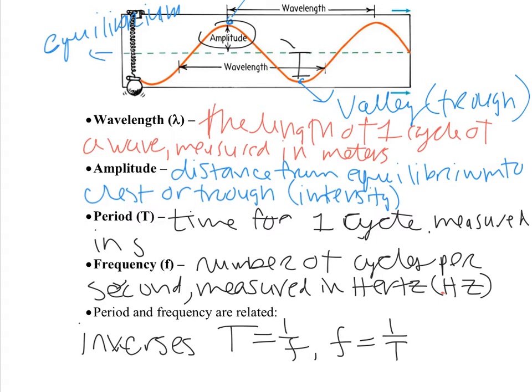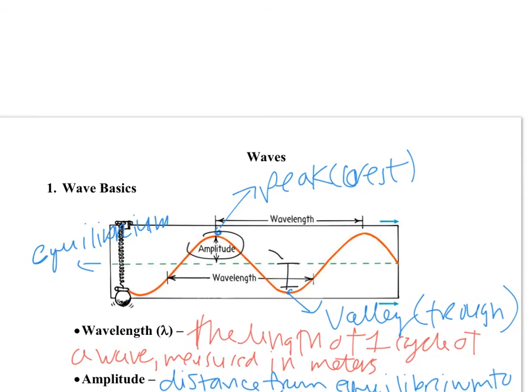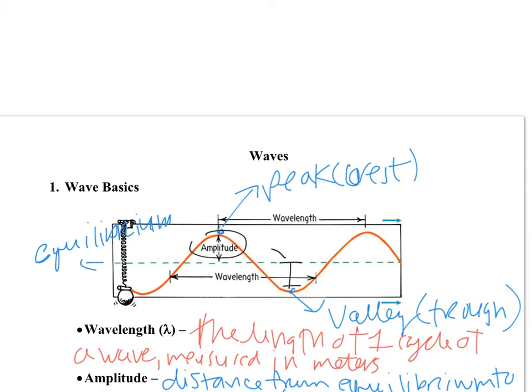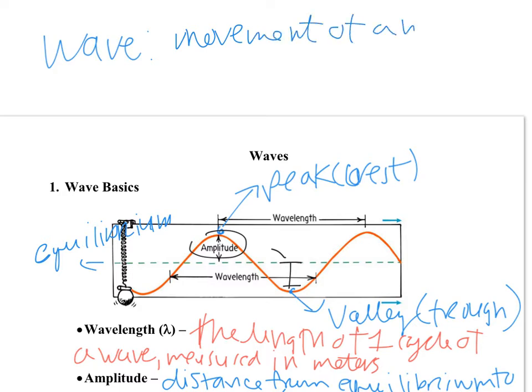And then the one thing I forgot to mention, I'm going to actually go back up to the top. What is a wave? A wave is the movement of a medium. So a medium just means material.